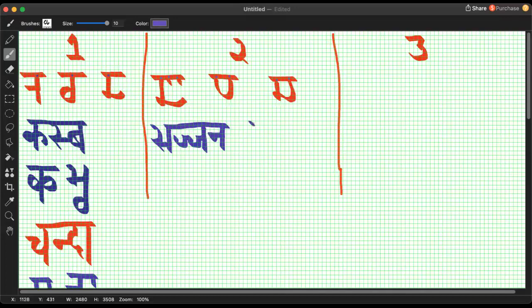you first write Sa and Jana. So first I'll write Ja. Okay, and right below that I will write one more Ja with the Shiroreka. That's, I'm writing the full alphabet. Okay, and then na. Okay, this is Sajjana.